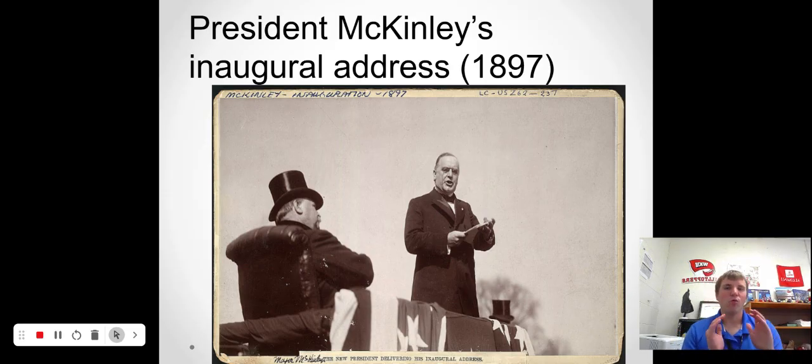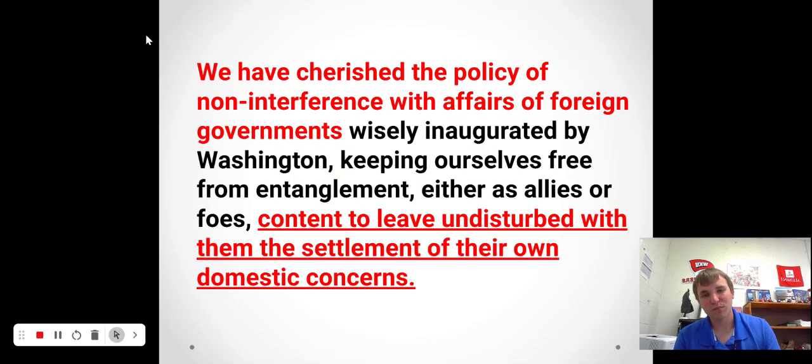First off, what is an inaugural address? If we're talking about the president, what is an inaugural address? Because we look at several in this class. An inaugural address is the speech that a president gives whenever they take the oath of office, whenever they are inaugurated and become the president of the United States. So this is like the first speech he ever gives. And here's what he says.